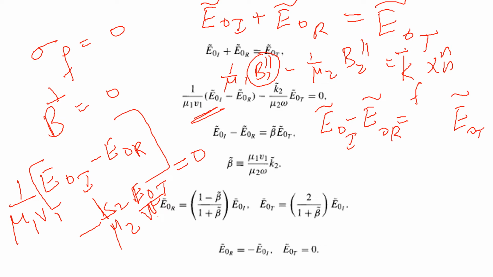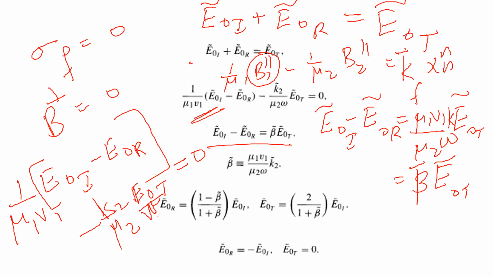And here it is mu1 V1. It will be on the numerator now, divided by mu2 omega, and there is a K2. So this entire term, that is mu1 V1 divided by mu2 omega times K2, can be replaced by beta complex times E0T. Okay. So we have two expressions now. One is E0I plus E0R equal to E0T, and the next one is E0I minus E0R equal to beta E0T.